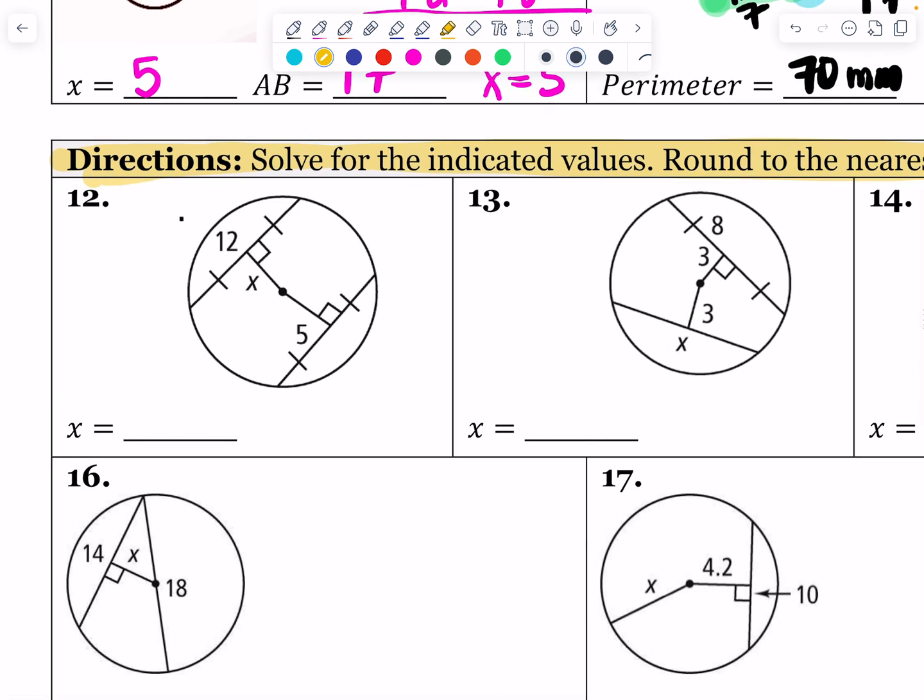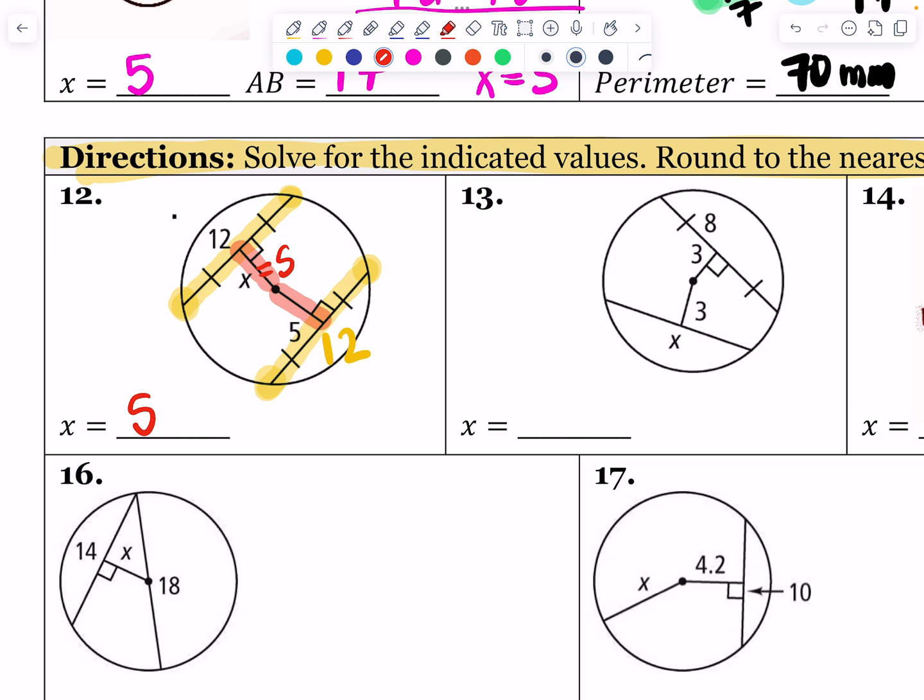Number 12, I noticed that I have two chords. I have a chord right here that has the same congruence marks as the chord right here. Because that chord is 12, we know that this chord is also going to be 12. And so what do we know if the chords are congruent? Well, we know that the distance to the center is going to be the same, that perpendicular distance right there. So if this is 5 and we have that right angle right there, we know that x is also going to be equal to 5. X is going to be 5. Okay, that was our two chord theorem.